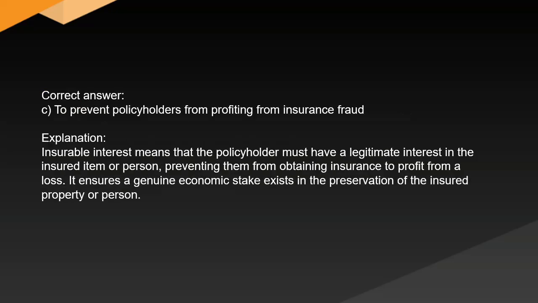Correct answer: C. To prevent policyholders from profiting from insurance fraud. Explanation: Insurable interest means that the policyholder must have a legitimate interest in the insured item or person, preventing them from obtaining insurance to profit from a loss. It ensures a genuine economic stake exists in the preservation of the insured property or person.